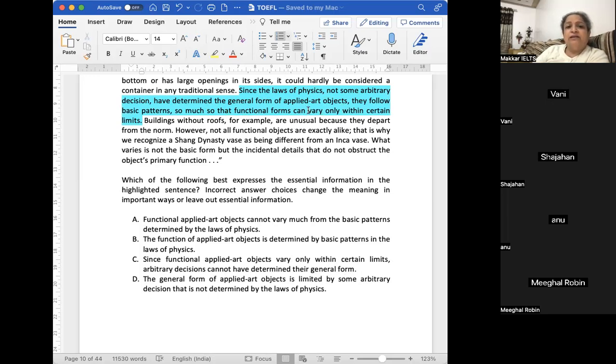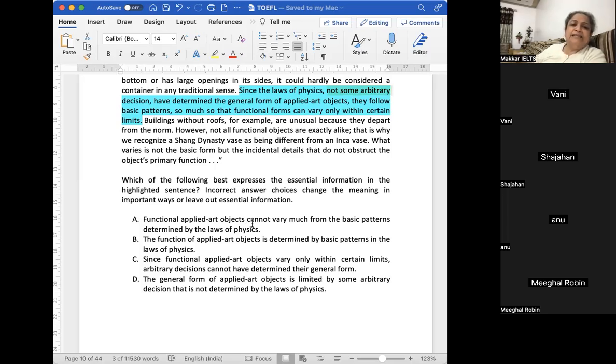Okay. So it is the opposite of what is given here. The general form of applied art objects is limited by some arbitrary decision that is not determined by the laws of physics. This says it is limited by arbitrary decision. Here it is written, not some arbitrary decision. So D is out. A is the answer, and A is given very clearly.